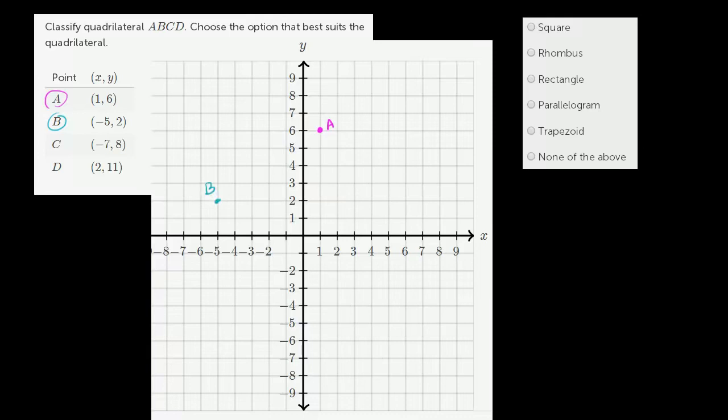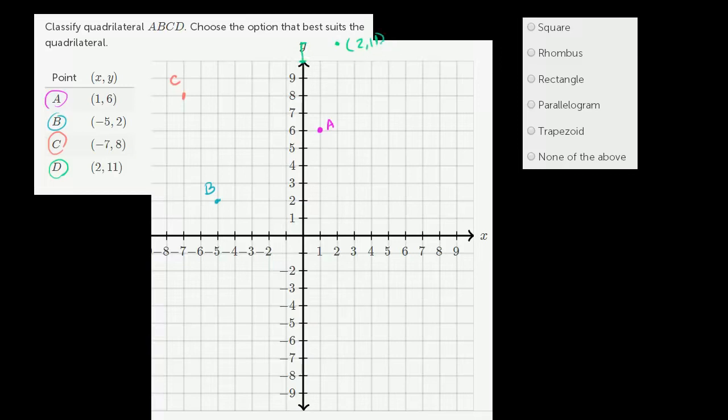Point C is at -7, 8. So that is point C right over there. And then finally, point D is at 2, 11. And actually that kind of goes off the screen. This is 10, 11 right here. If we were to extend this, this is 10, and this is 11 right up here, so that would be 2, 11.